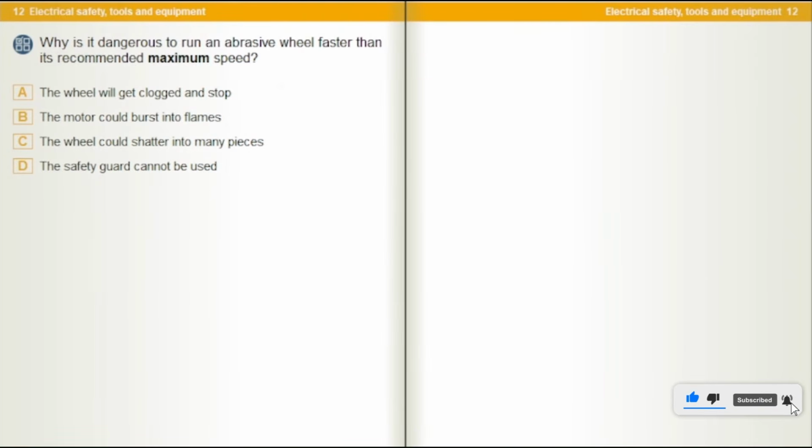Why is it dangerous to run an abrasive wheel faster than its recommended maximum speed? The wheel will get clogged and stop. The motor could burst into flames. The wheel could shatter into many pieces. The safety guard cannot be used.